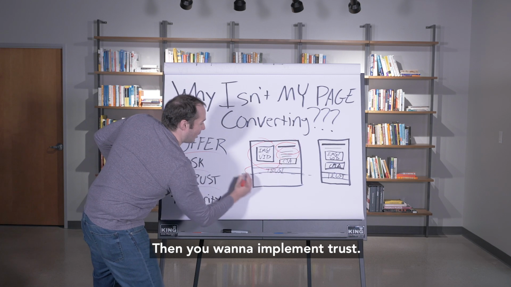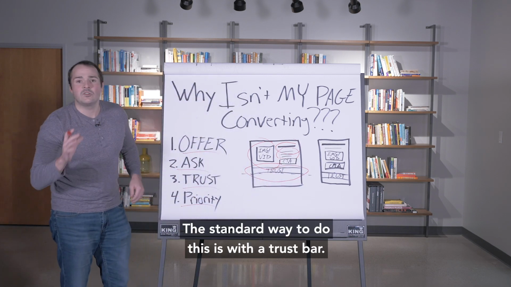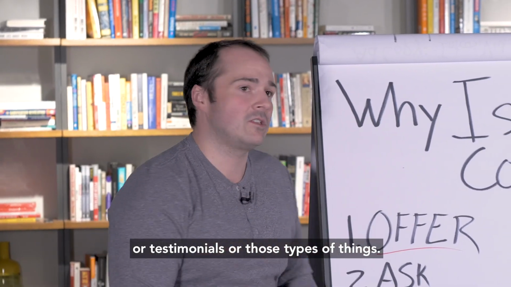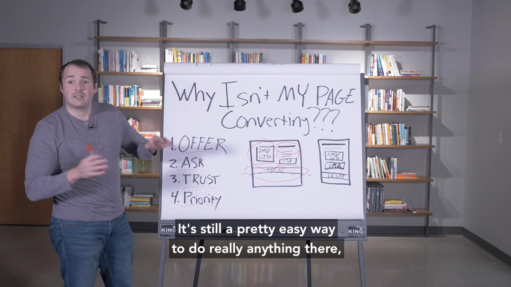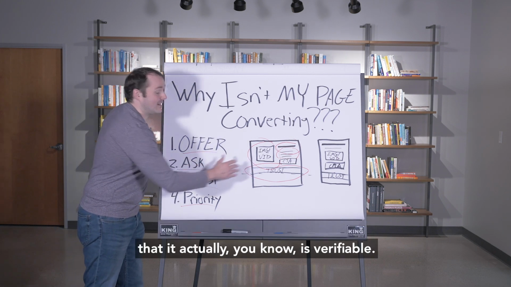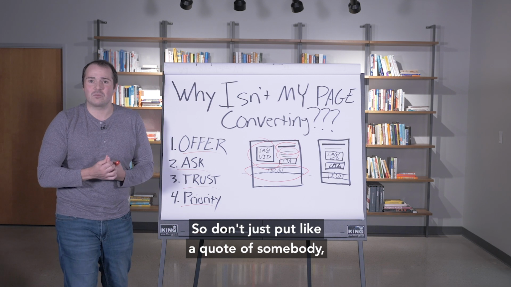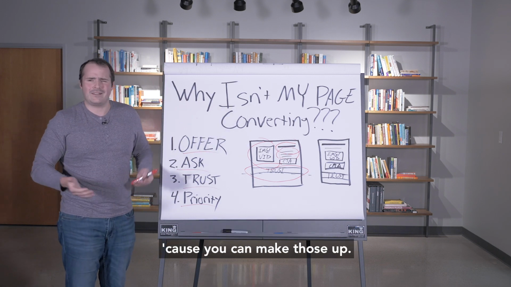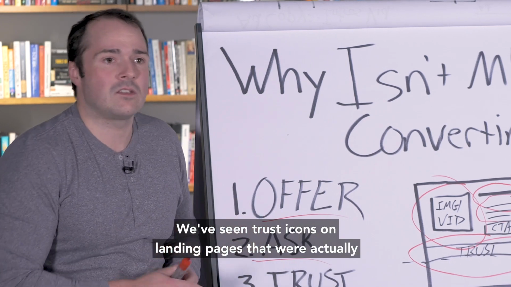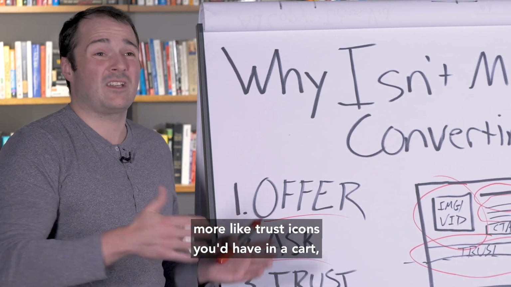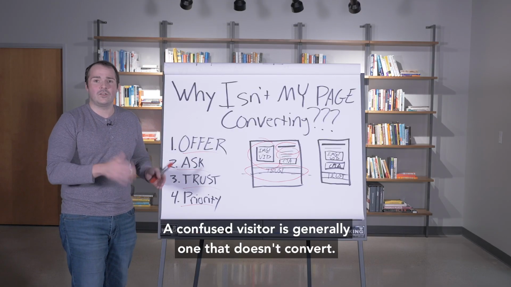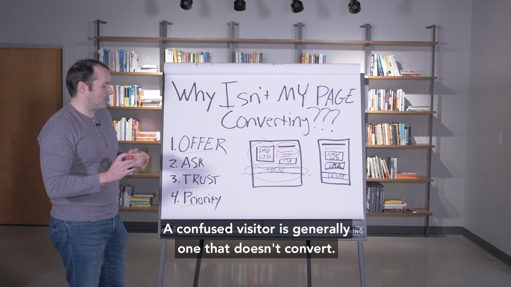Then you want to implement trust. The standard way to do this is with a trust bar. People will be using things like logos or testimonials or those types of things. It's still a pretty easy way to do it, but you want to make sure when you have any sort of trust that it actually is verifiable. So don't just put a quote of somebody because you can make those up. And then also make sure that it's relevant. We've seen trust icons on landing pages that were actually more like trust icons you'd have in a cart. And then people actually think they're about to buy something, and you don't want that. A confused visitor is generally one that doesn't convert.